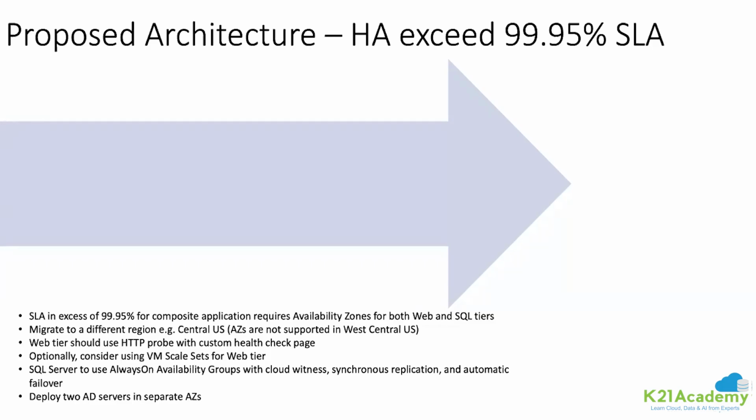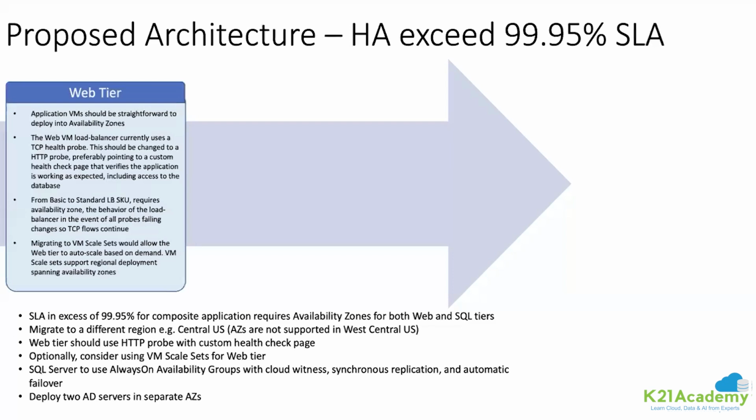But as of now, looking at the customer's current situation, I'll go ahead with the as-is approach and infrastructure to infrastructure resiliency. So here, first option, we will talk about the web tier. What all the things we can add under the web tier so that the customer can achieve a particular solution. So the application VM should be straightforward to deploy into an availability zone. The web VM load balancer currently uses a TCP health probe. This should be changed to an HTTP probe, preferably pointing to a custom health check page that verifies that the application is working as expected.